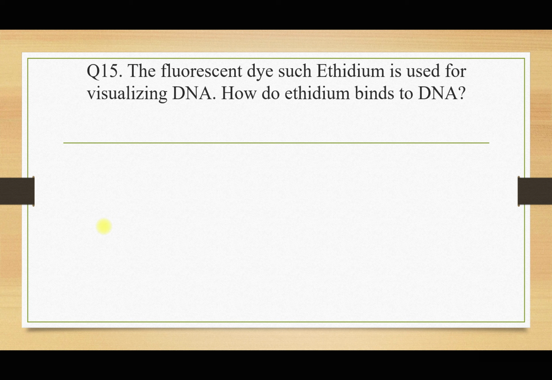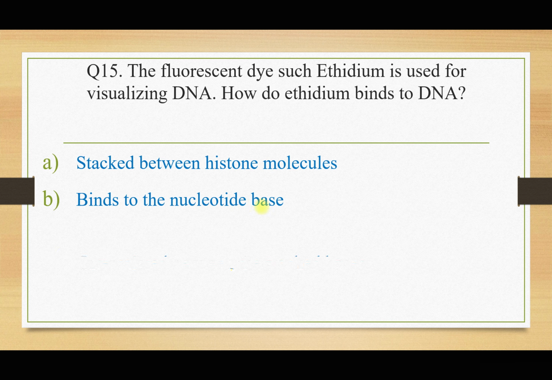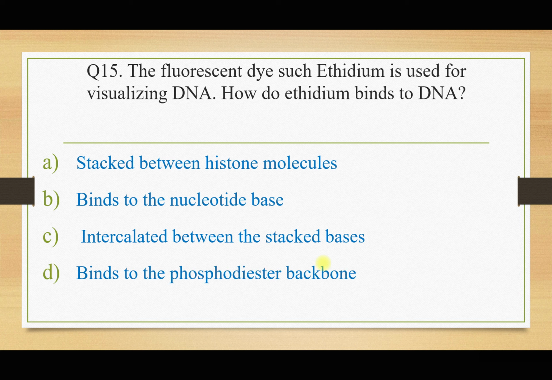Question 15. A fluorescent dye such as ethidium is used for visualizing DNA. How does ethidium bind to DNA? A, stacked between histone molecules. B, binds to the nucleotide base. C, intercalated between the stacked bases. And D, binds to the phosphodiester backbone. So C is correct, intercalated between the stacked bases.